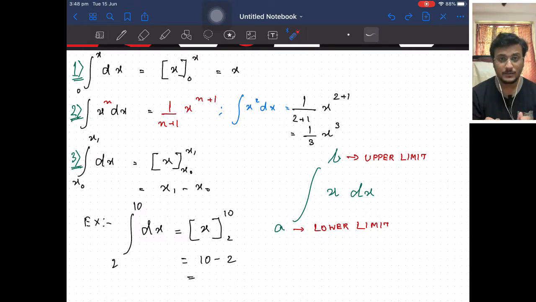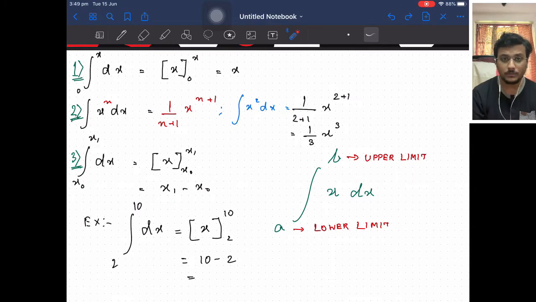Now if some limiting value is there, that is the value of the lower limit and the upper limit, as you can observe, the top value is the upper limit, the lower one is the lower limit. Then we write it as the value of the upper limit minus the value of the lower limit. Another example has been provided here, that is integration of dx between the lower limit x0 and the upper limit x1. Integration of dx will give us x, and the value is lying between the upper limit and the lower limit, so we will have to do x1 minus x0.